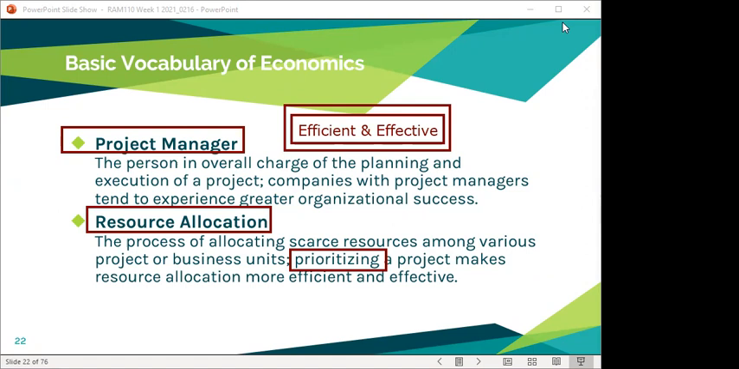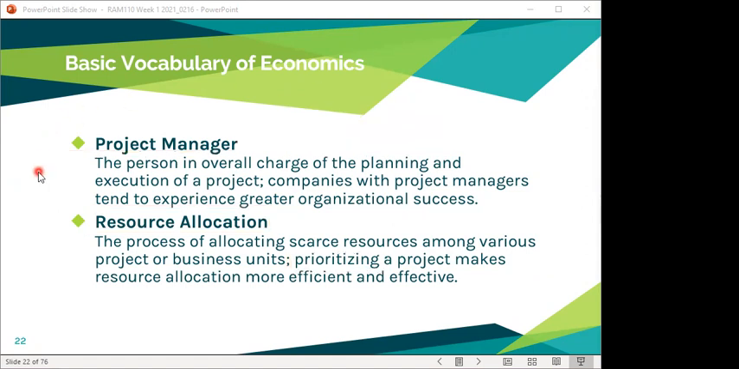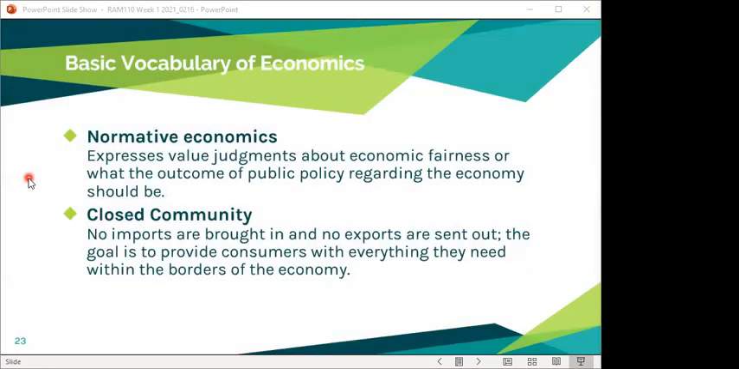All right, so I think you can clearly understand this importance of managing your time, and specifically a project manager, and how they allocate resources to be successful.